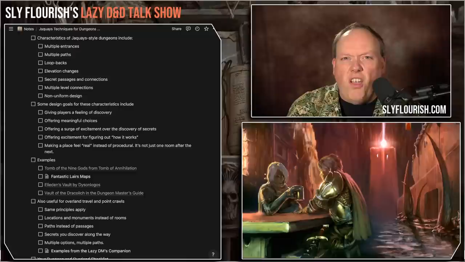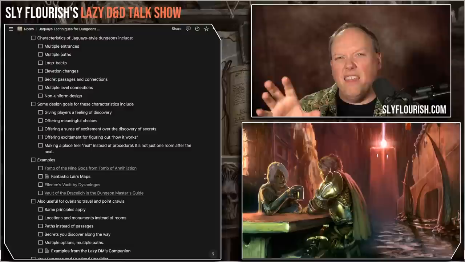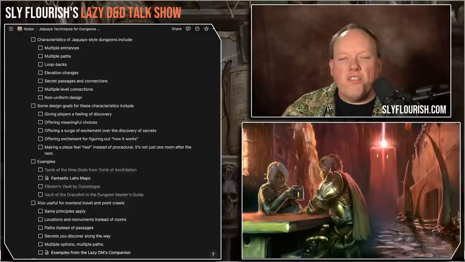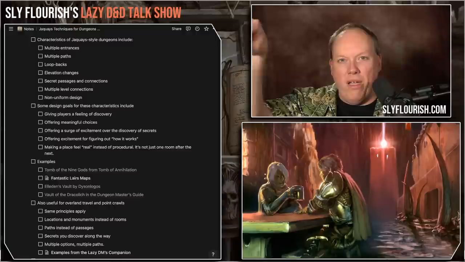What exactly is a Jaquays style dungeon? A Jaquays style dungeon has a few different characteristics. Justin breaks down a lot of these characteristics, but I'm going to focus on 7 pieces. As a DM, you can look at these pieces and say which ones make sense and which ones don't, and choose the ones that you really like. Some of the characteristics of Jaquays style design include multiple entrances. Are there multiple ways to actually access this dungeon? Can you get in from alternate paths? Are there multiple paths once you're in there? Is there not just one sequential path that you're going through from room to room, but multiple ways to get through a dungeon?